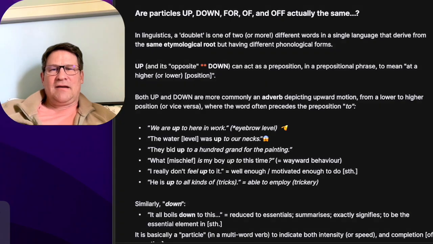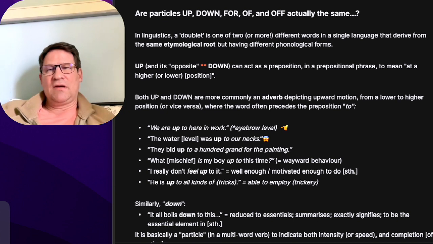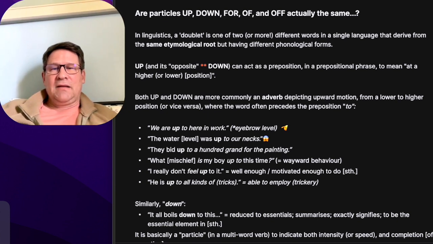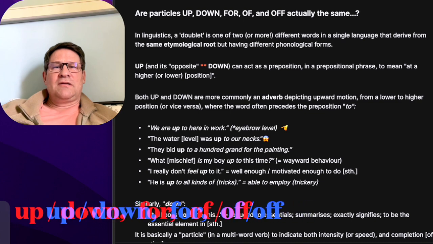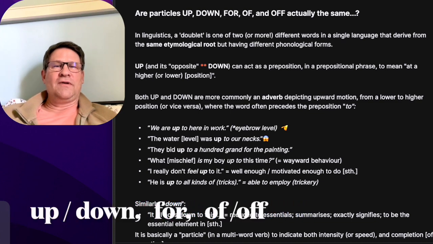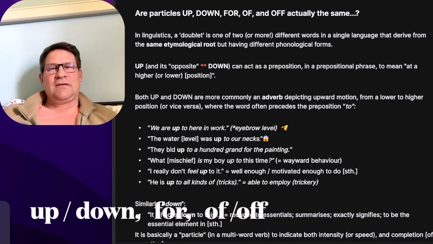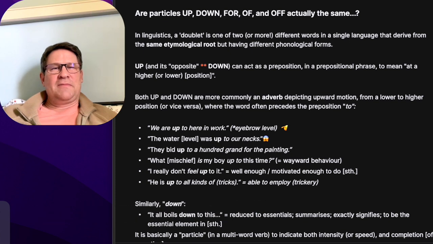In this video, I want to do a follow-up of the intrinsic meanings behind particles like the ones we had in two other videos. I had one on in and the other one on to. So you can check out those two videos as well. And this one is about particles up, down, for, of, and off. So the question is, are they perhaps more or less the same?